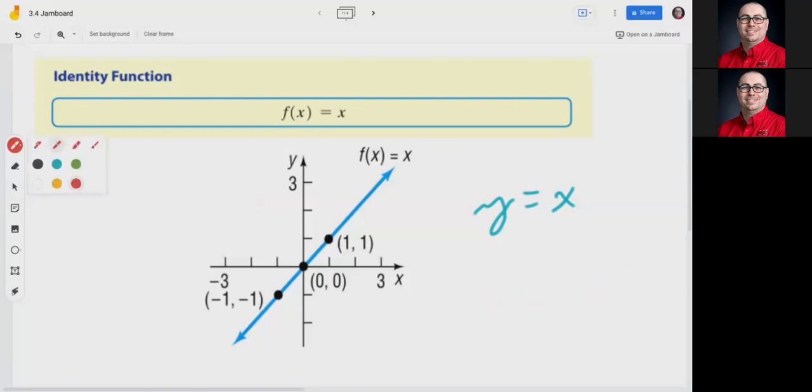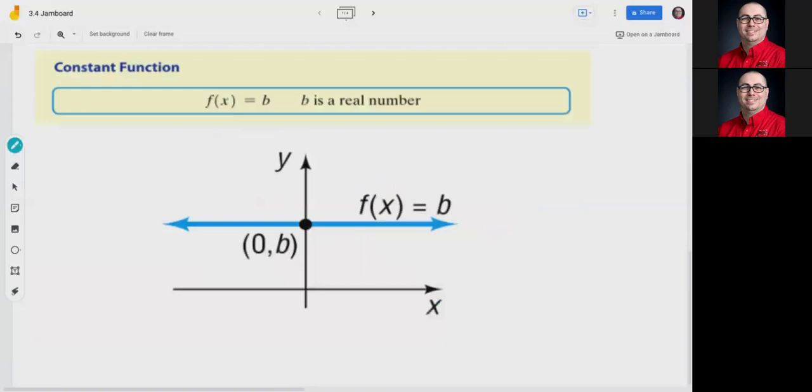All right. Next is a constant function. That's just f of x is equal to b, where b is a real number. So that's just a basic function like f of x is equal to 5, right? And it is just a horizontal line. It's going to go across. All the y values are going to be that b value, or in this case, it would be 5 here. And the x values will vary as we traverse along. With a slope of 0, it's just a horizontal line.